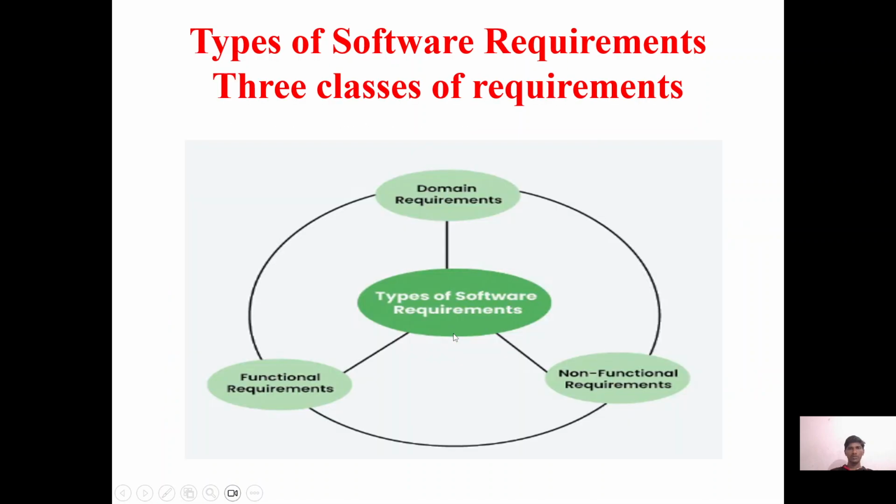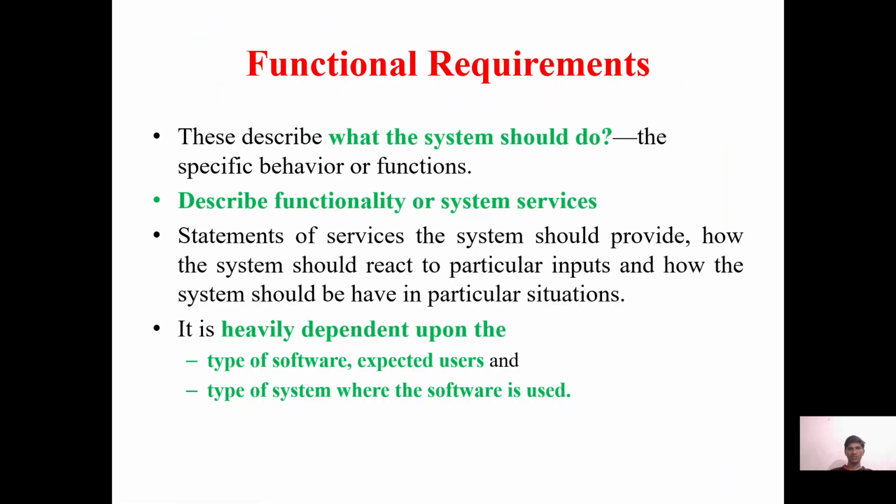Next is types of software requirements. There are three classes of software requirements. One is domain requirement, another one is functional requirement, and the last one is non-functional requirements. These are the three classes of requirements. Normally, software requirements are the needs we get from the stakeholder, that is from the user or customer who wants to build the software.